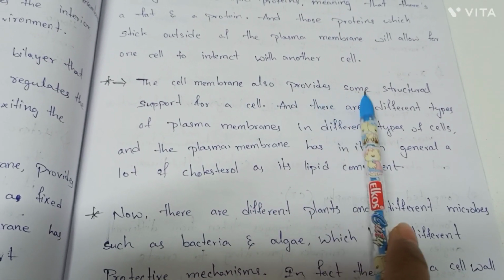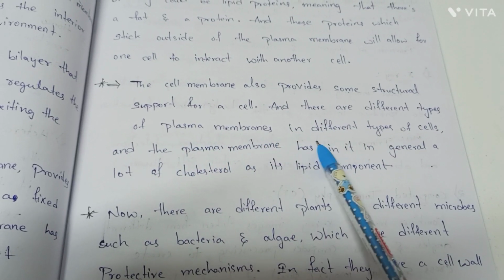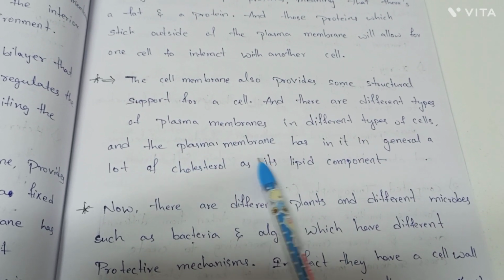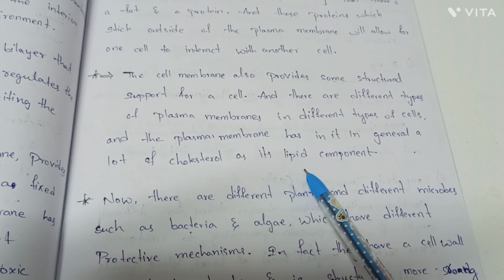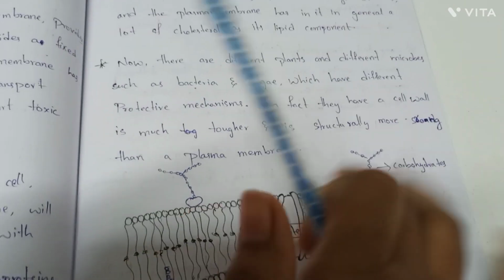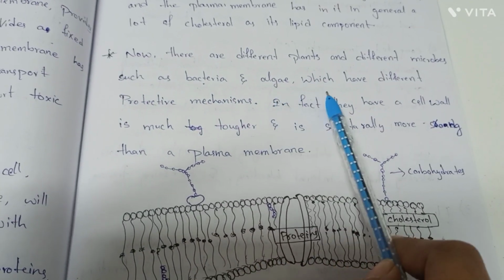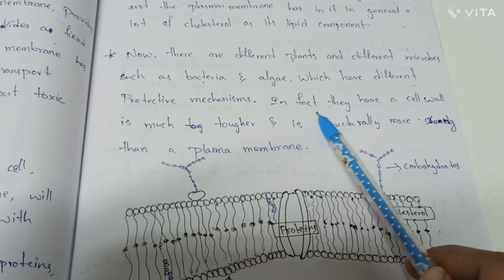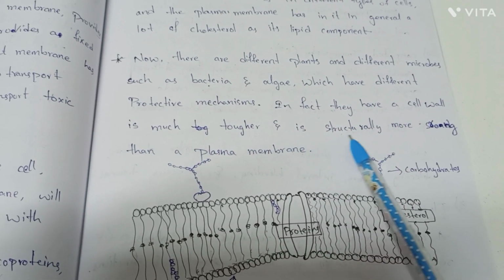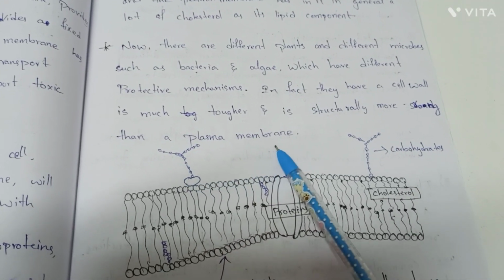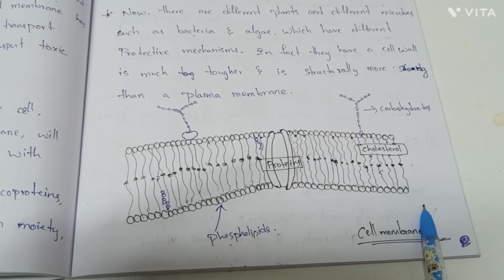The cell membrane also provides some structural support for a cell, and there are different types of plasma membranes in different types of cells. And the plasma membrane in general has a lot of cholesterol as its lipid component. Now there are different plants and different microbes such as bacteria and algae which have different protective mechanisms. In fact, they have a cell wall that is much tougher and structurally stronger than a plasma membrane. This is the structure of a plasma membrane or cell membrane.